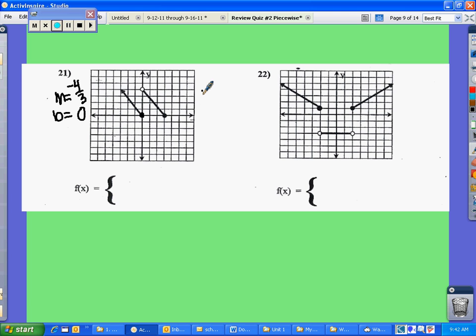On this side, same thing, slope, y-intercept. Your slope is again the same slope because you're going to go up 4 to the left 3, so that's still negative 4/3. Your y-intercept, however, this time is now at 4.